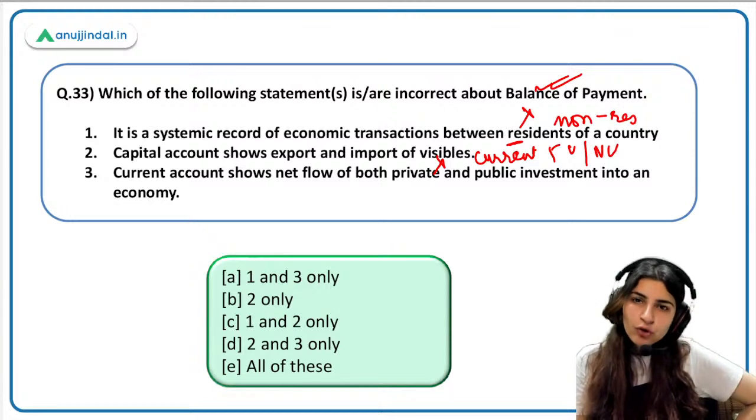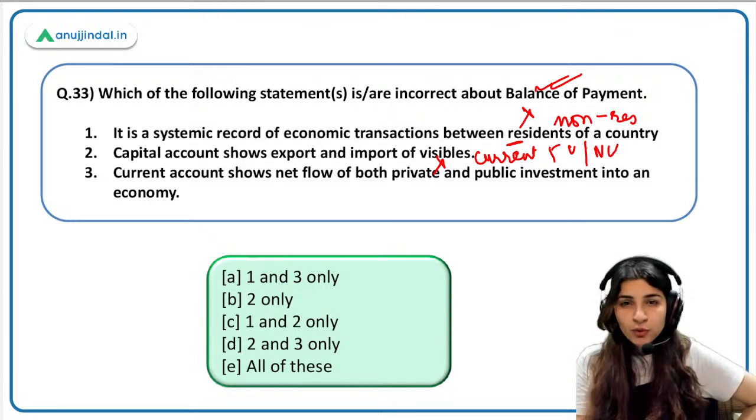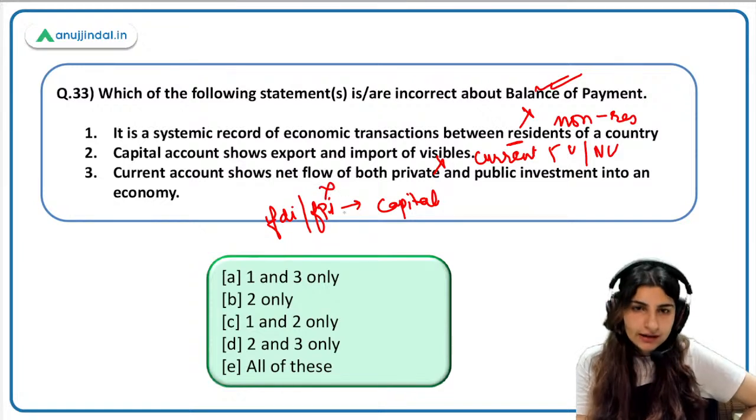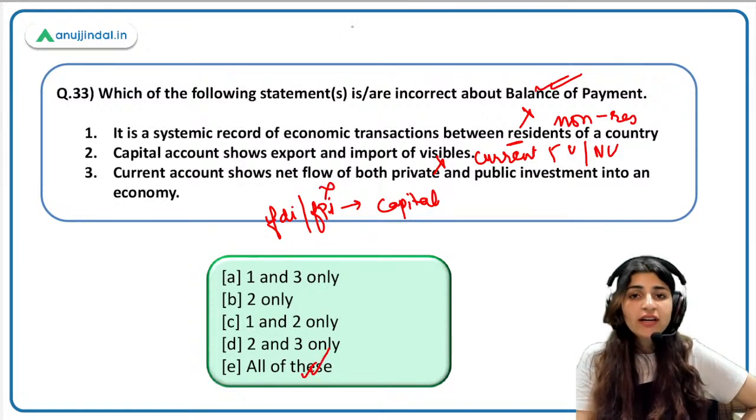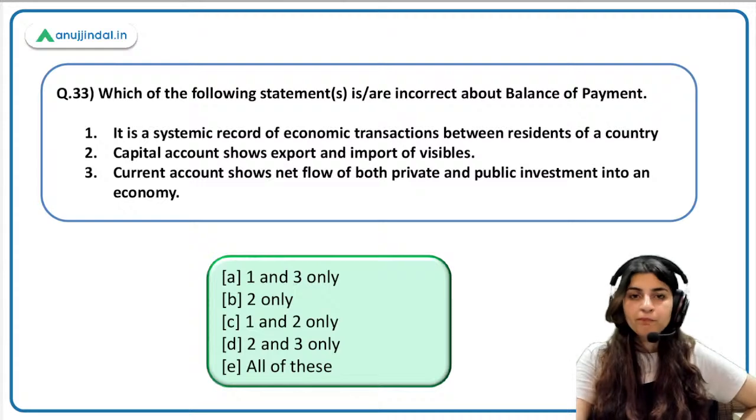Current account shows net flow of both private and public investment into a country. So FDI and FPIs are shown in the capital account, not the current account. This statement is also incorrect. You have to identify the incorrect statement here.